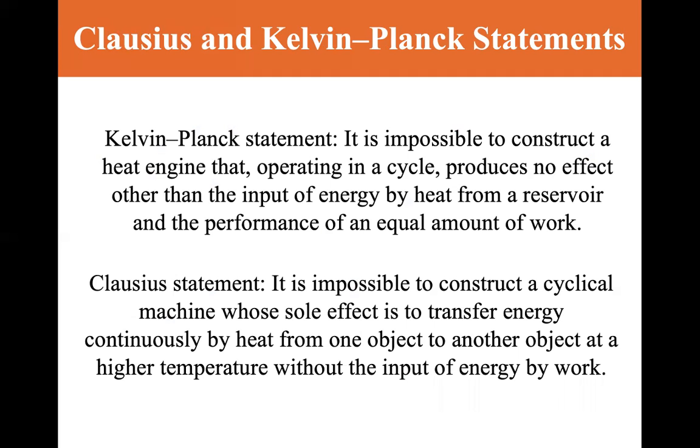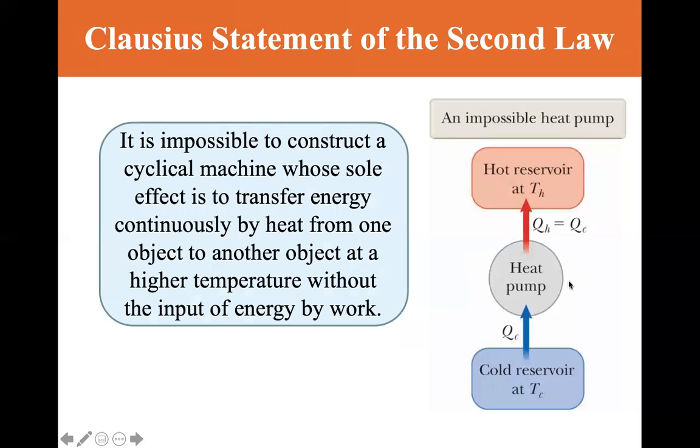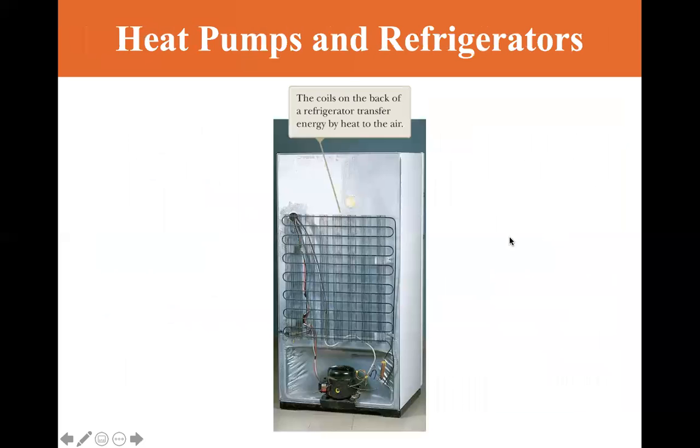So there are two different statements, and they're very similar. The Kelvin-Planck statement: it is impossible to construct a heat engine that, operating in a cycle, produces no effect other than the input of energy by heat from a reservoir and the performance of an equal amount of work. The Clausius statement says it is impossible to construct a cyclical machine whose sole effect is to transfer energy continuously by heat from one object to another object at a higher temperature without the input of energy by work. So you need work put into this heat pump in order to transfer the cold into the hot. And here we have a refrigerator, and you can see that the coils in the back transfer energy by heat to the air.